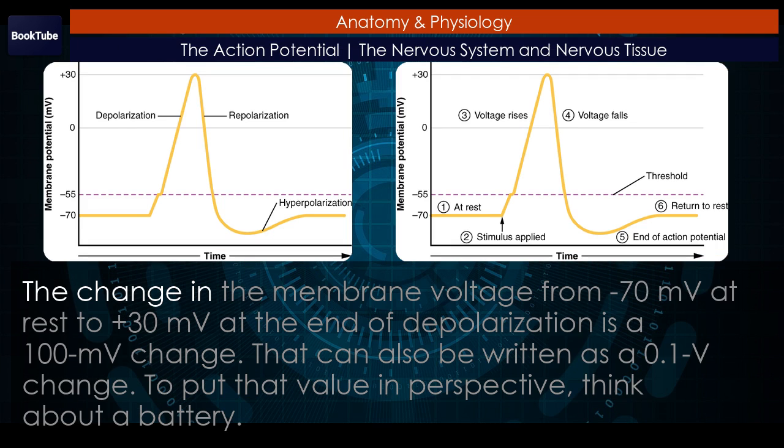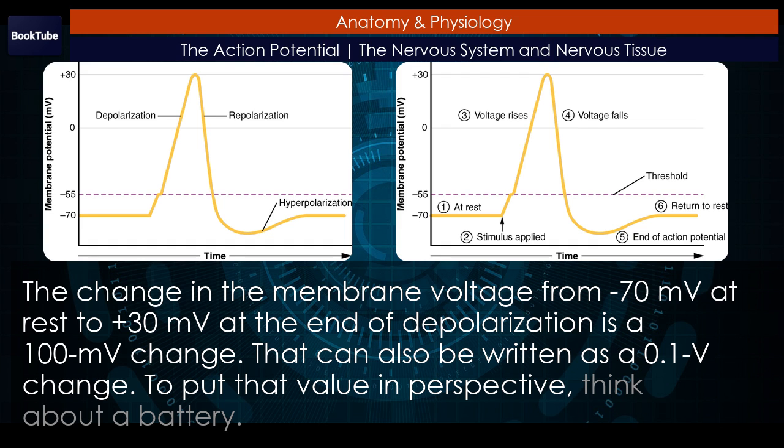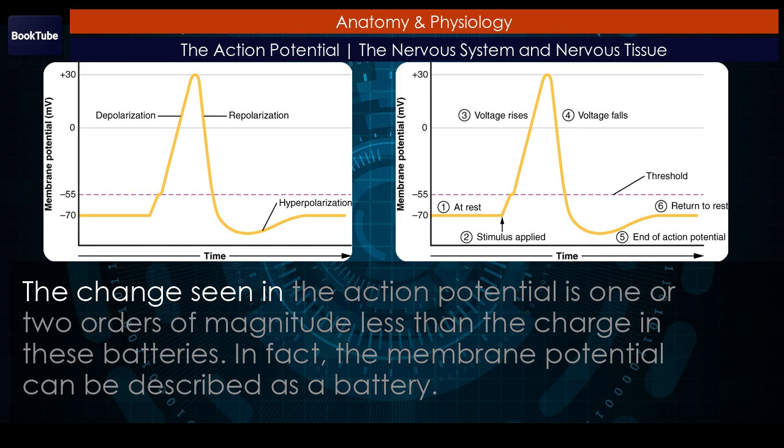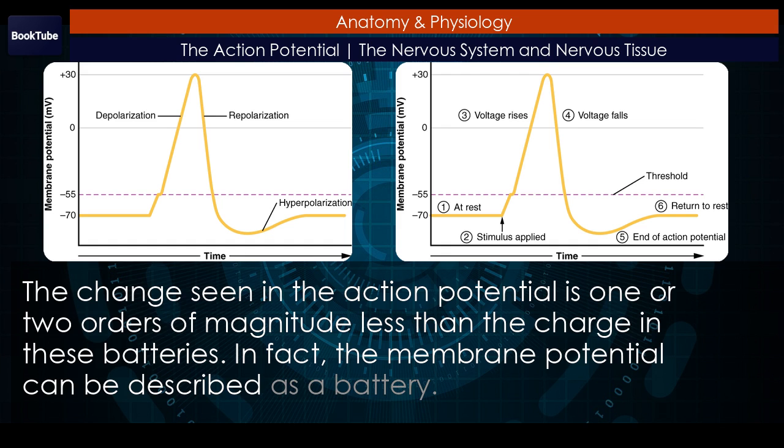The change in the membrane voltage from -70 millivolts at rest to +30 millivolts at the end of depolarization is a 100 mV change. That can also be written as a 0.1-V change. To put that value in perspective, think about a battery. An AA battery that you might find in a television remote has a voltage of 1.5 volts. Or a 9V battery, the rectangular battery with two posts on one end, is, obviously, 9V. The change seen in the action potential is 1 or 2 orders of magnitude less than the charge in these batteries. In fact, the membrane potential can be described as a battery.